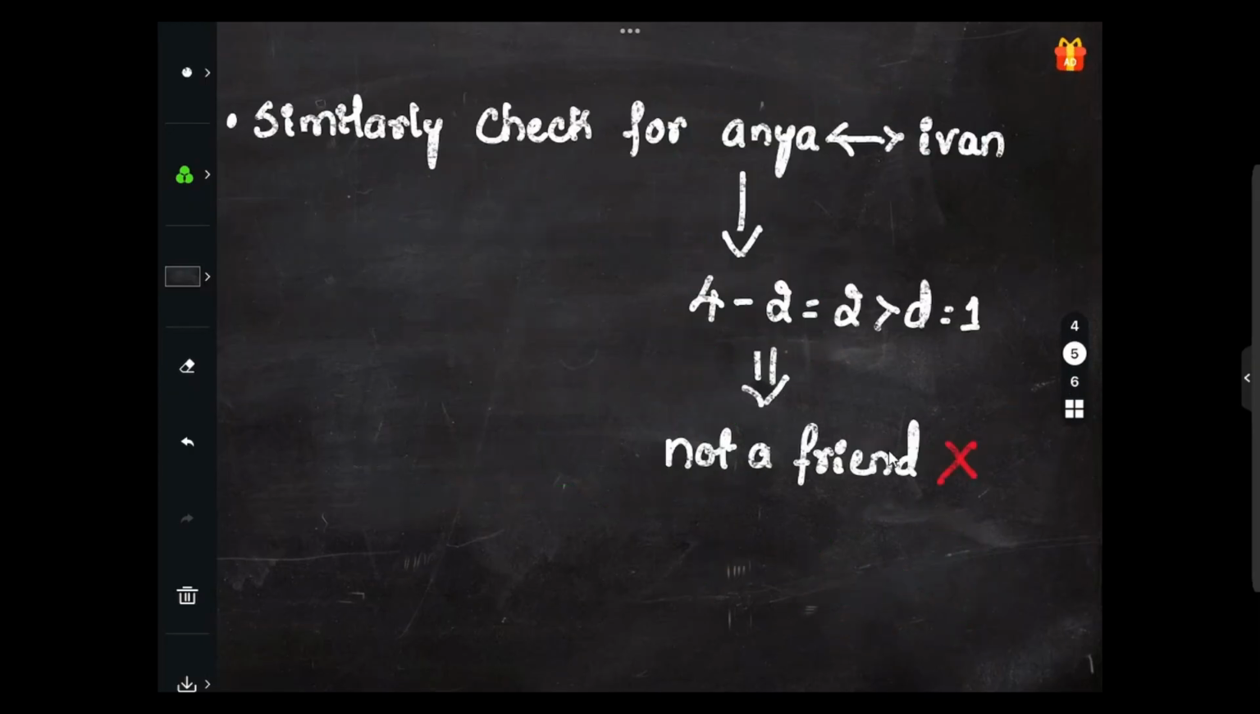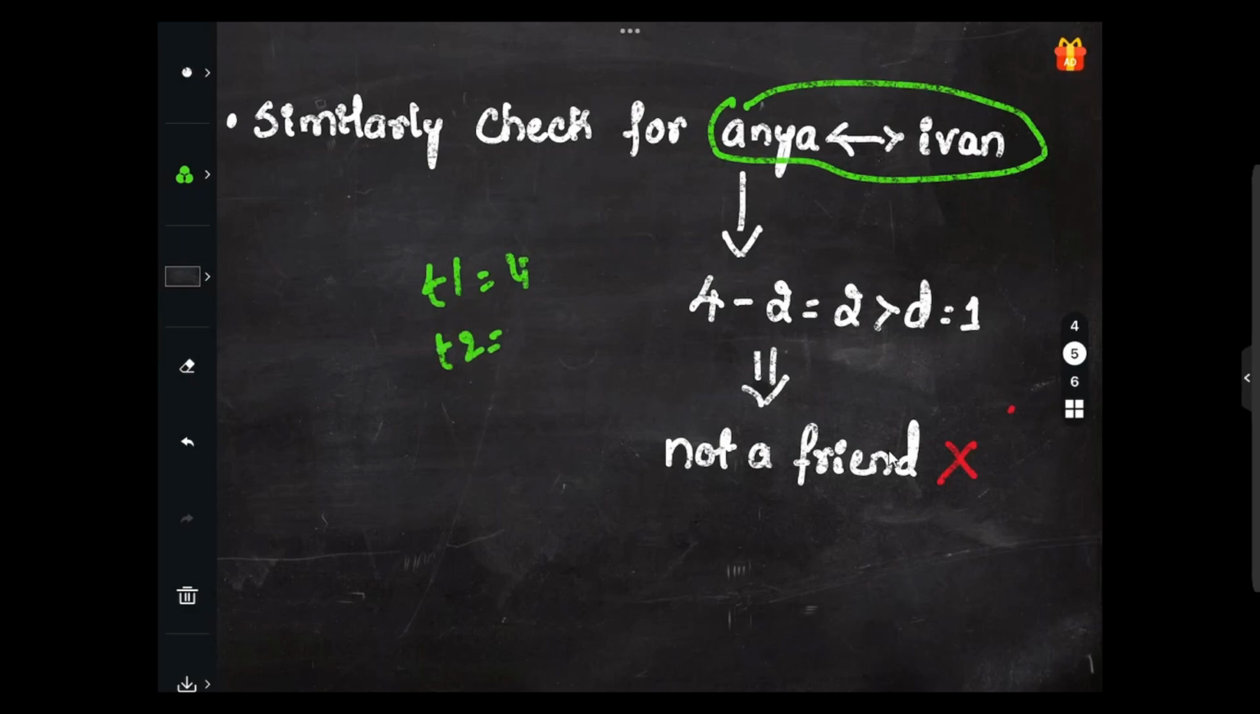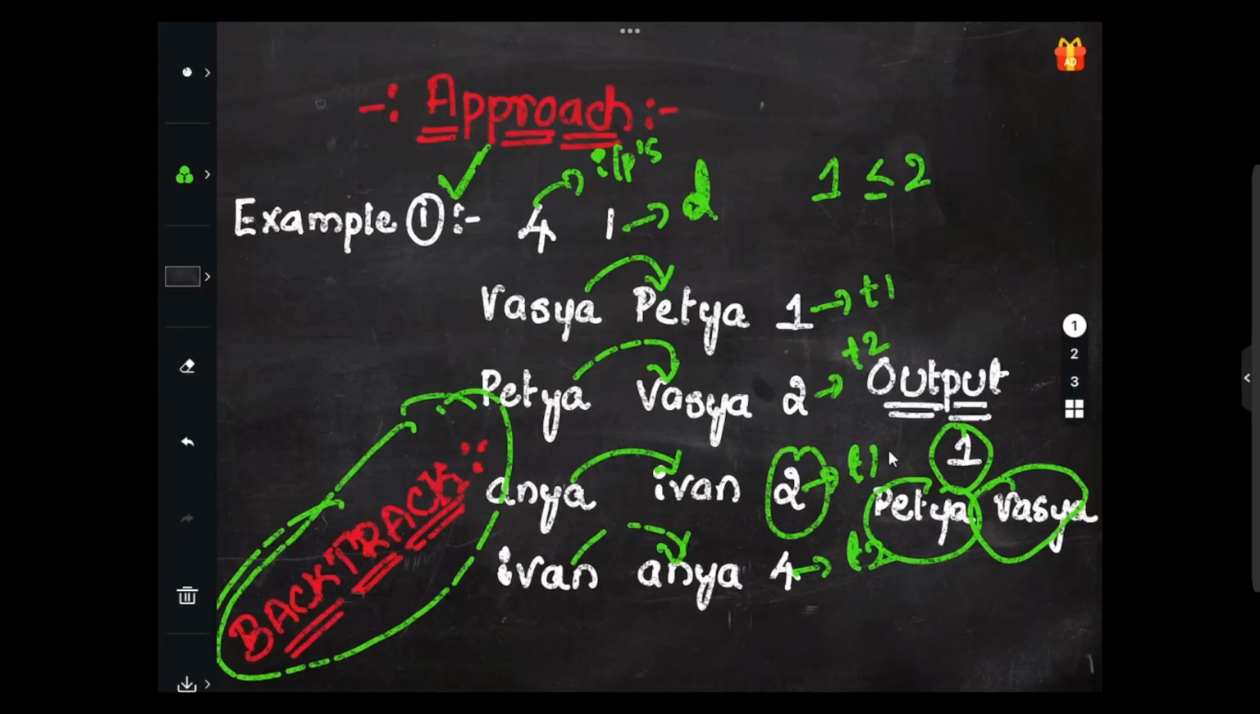Next, let's go with Anya and Ivan. Let's go with Anya and Ivan, right? So here in this case we have t1, sorry, t1 we have 2, t2 we have 4. From the example, man, just don't get confused. See here, this is nothing but t1, this is nothing but t2. Anya and Ivan, we are considering this pair. First, we considered Vasya and Petya.